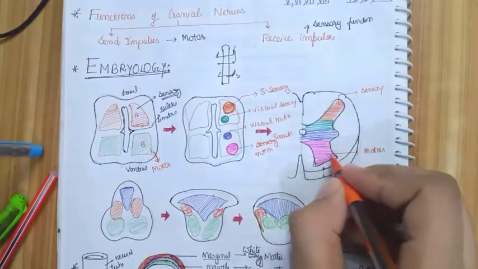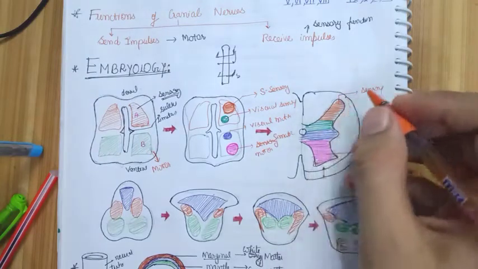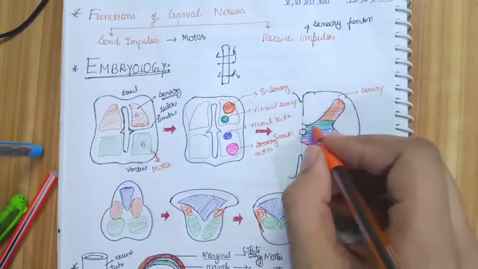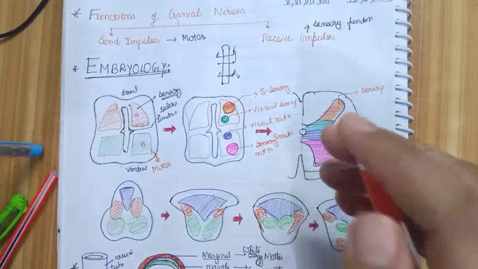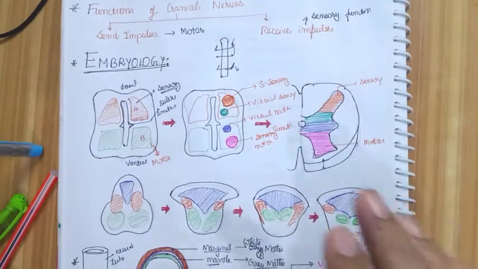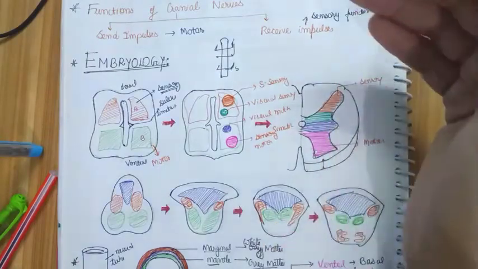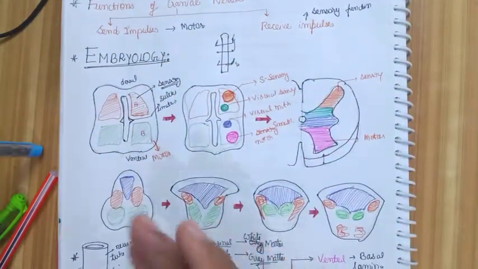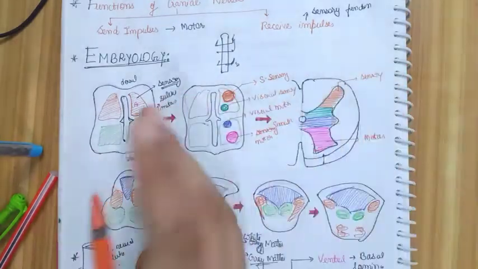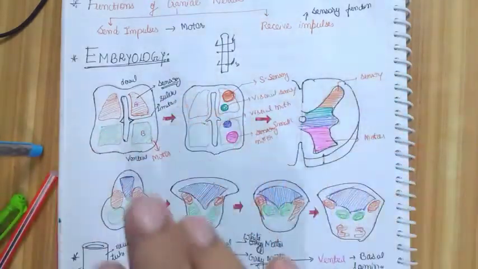This is of the somatic motor. In the posterior part we have the somatic sensory. In the lateral horn we have both the visceral sensory and the visceral motor function. But there is an orientation from anterior to posterior in the case of the spinal cord, whereas in the case of the cranial nerves, the orientation is from right to left, or from lateral to medial.